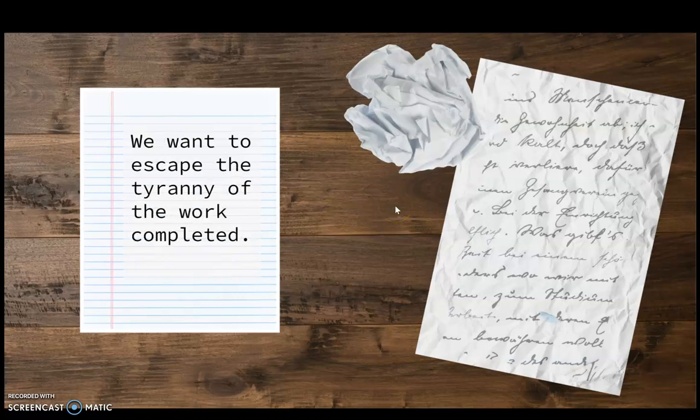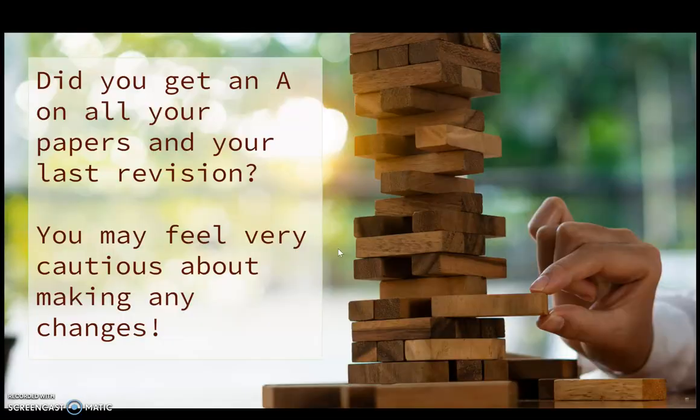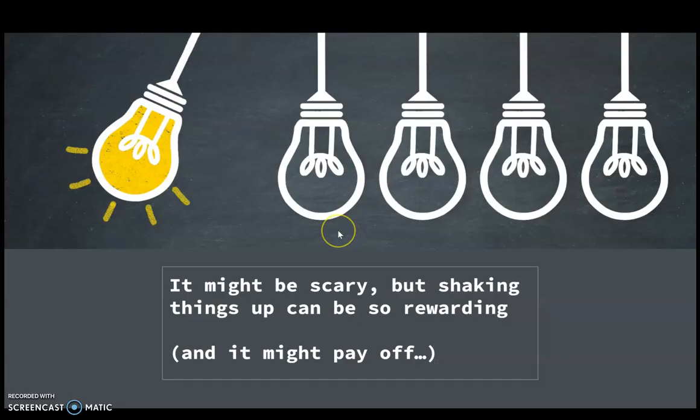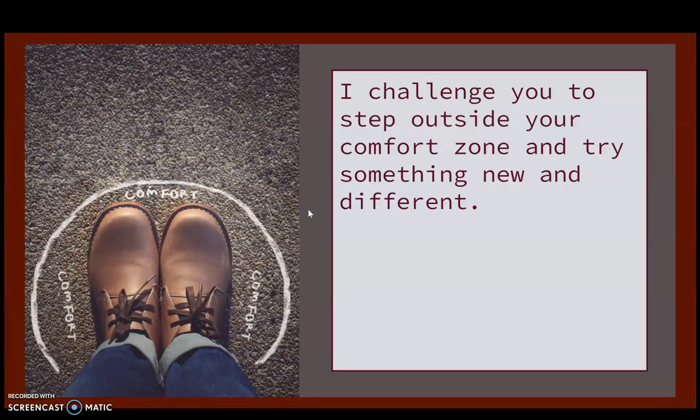The main idea here is that we want to escape the tyranny of the work completed. Completed work can be a tyrant, not allowing us to see other possibilities, and it makes us blind. Escaping that blindness can be liberating. This is especially true if you already got an A on everything you've already written. Maybe you don't want to rock the boat, but shaking things up might be exactly what you need to get to the next level. It might pay off. I'm challenging you to step outside of your comfort zone. You can find the complete instructions on Moodle for more guidance.